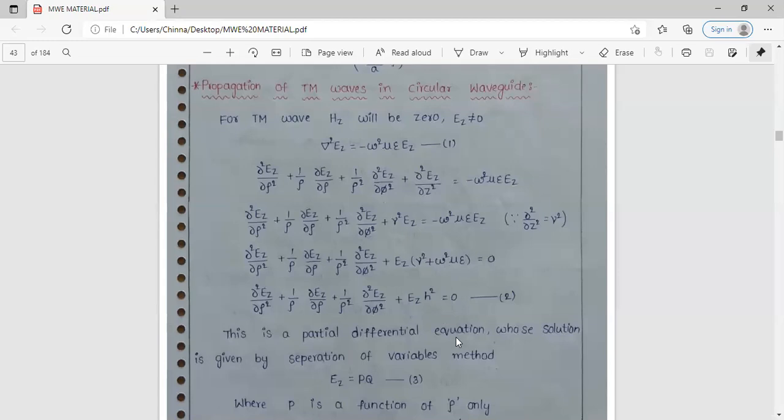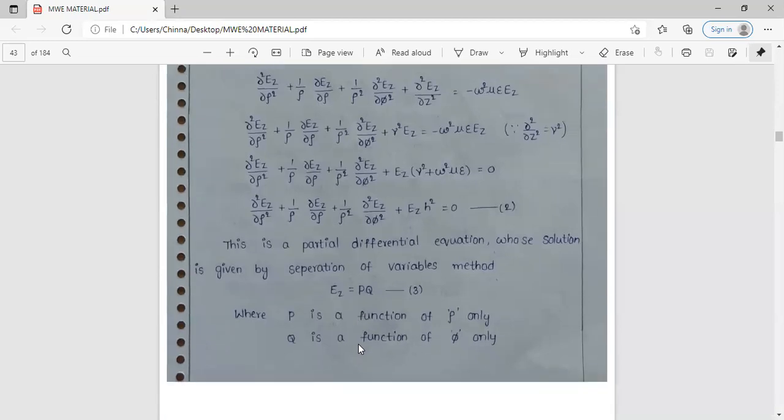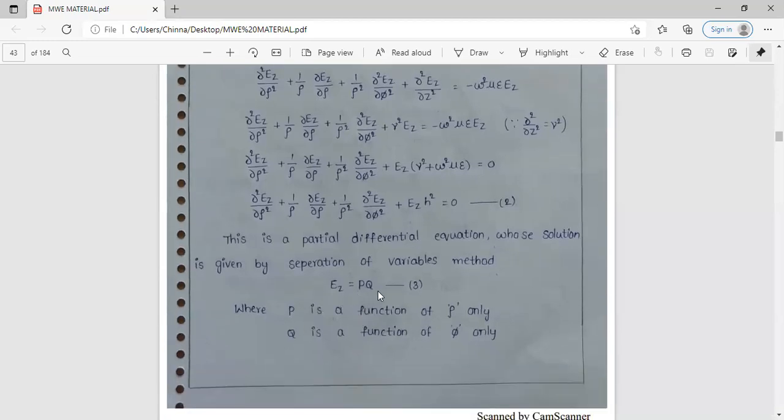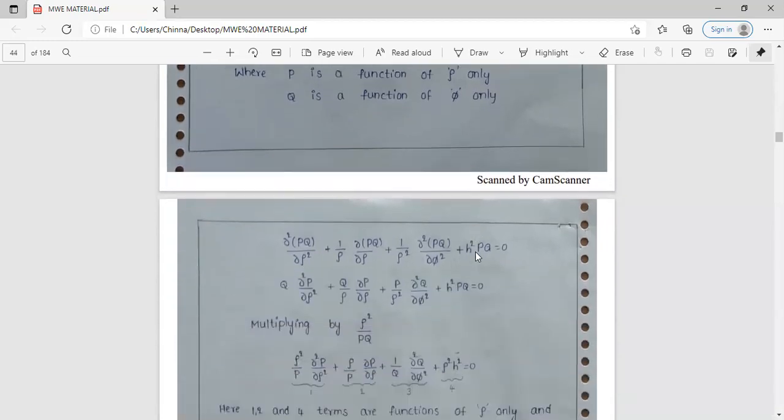So this is the partial differential expression. So you can go for the separation of variables method. Ez is equal to PQ, similar to the TE case. So just as we did in TE, in TM also we take the same expressions. The only variation is that there Hz is equal to 0, and here Ez is the representation. Okay, so Ez is equal to PQ, where P is a function of rho only and Q is a function of phi only. So you can substitute those values.